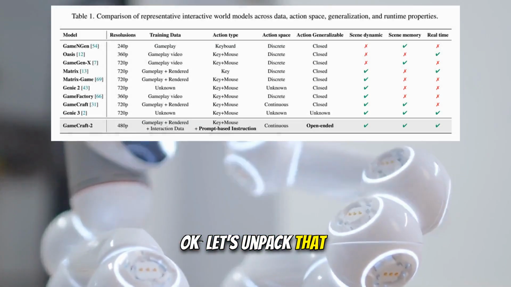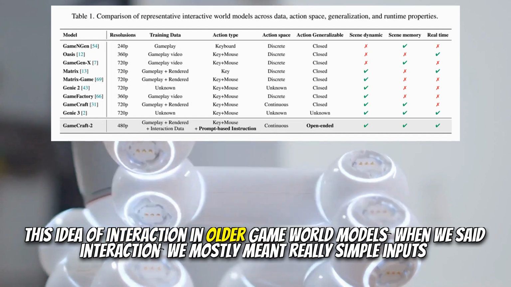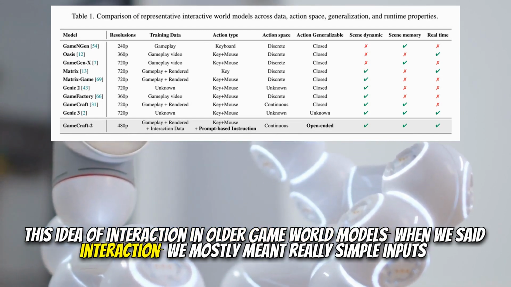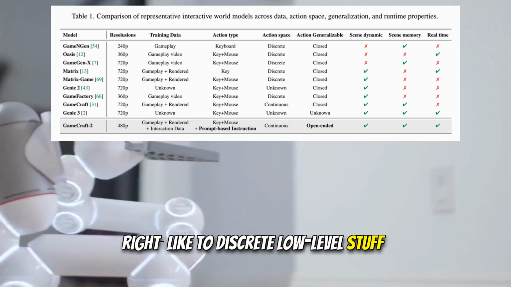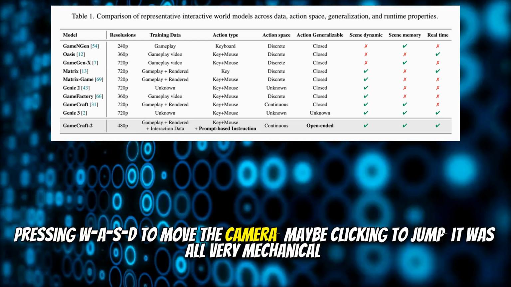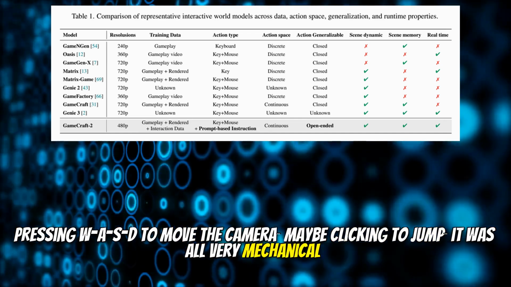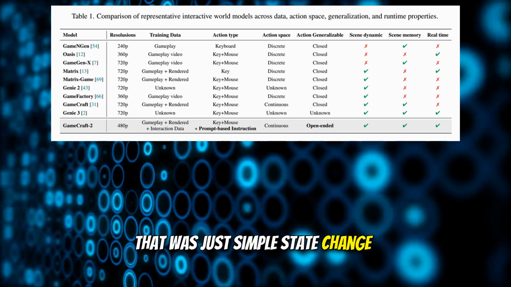Okay, let's unpack that. This idea of interaction. In older game world models, when we said interaction, we mostly meant really simple inputs. Right, like discrete low-level stuff. Pressing WASD to move the camera, maybe clicking to jump. It was all very mechanical. That's right. That was just simple state change.